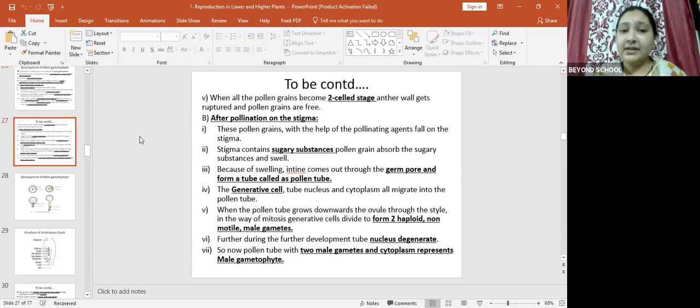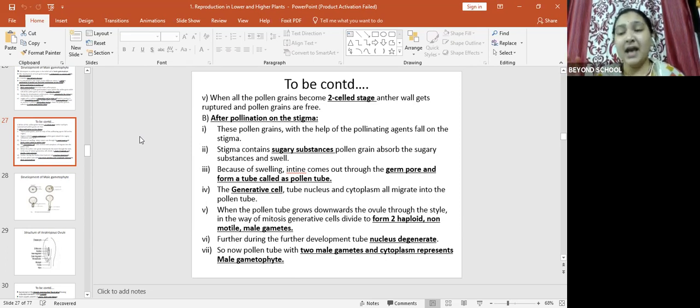Now, when this 2 cell stage is formed, when pollen grains become a 2 cell stage, what happens? The anther wall gets ruptured, because the major thing is the formation of pollen grain, and the pollen grain should get mature, right? So over here the pollen grain has got mature, Siddhant, okay, because all the pollen grains have reached a 2 cell stage, right?